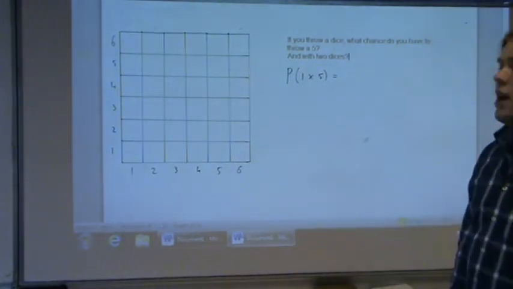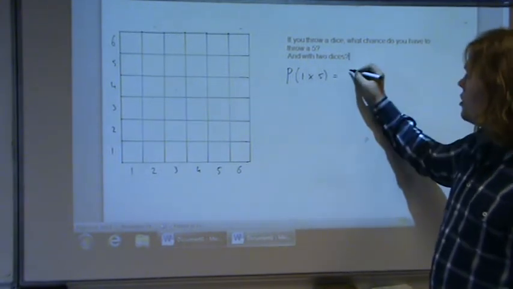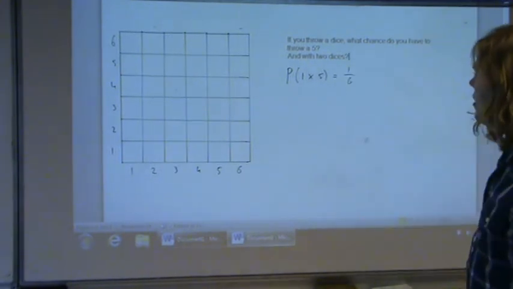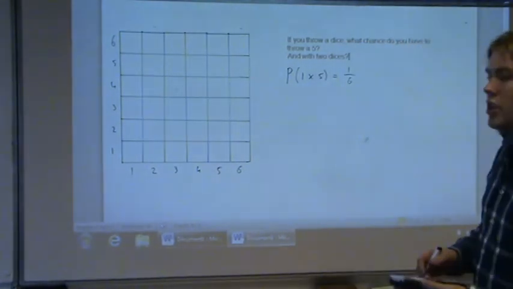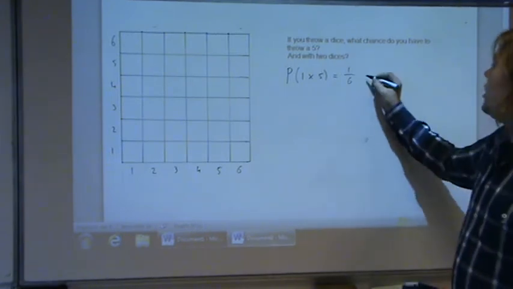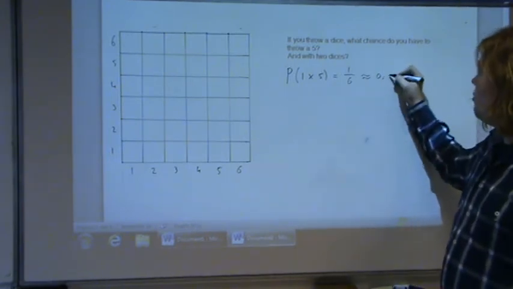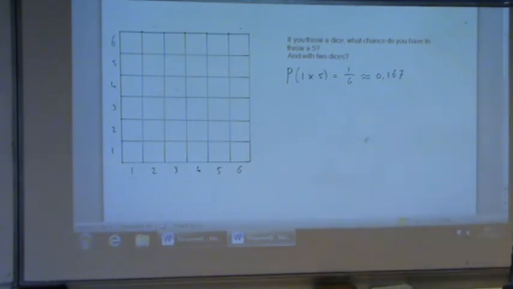Then I have 6 sides on the die and I only want 1 of those. I want to throw a 5. So I have a 1 out of 6. That's my probability. Now, you have to calculate probability on 3 decimals, so I do 1 divided by 6 here, and then I have 0.167. Alright, that's the probability.